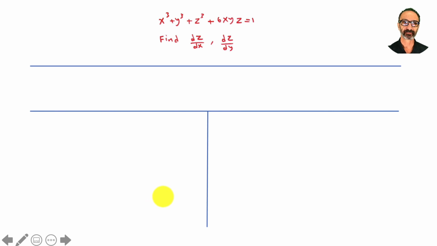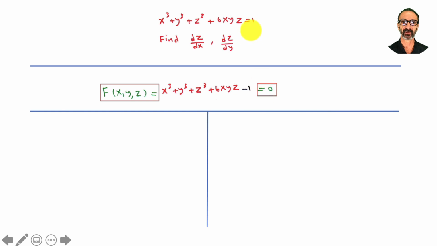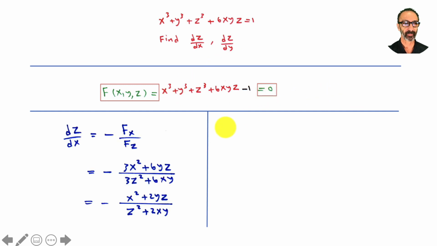Here's an example. If you want to find dz/dx and dz/dy, we have our function that is equal to 0 is everything here moved to the left, like moving the 1 to the left and calling it 0. So to apply what we know now, dz/dx will be minus fx over fz. Just find the derivative of this with respect to x, find the derivative of the whole thing with respect to z, divide, simplify, and you should be done.